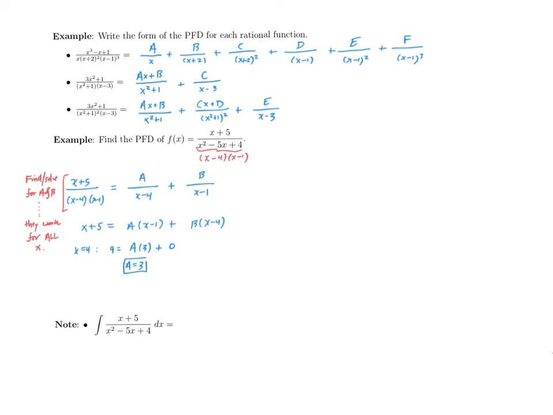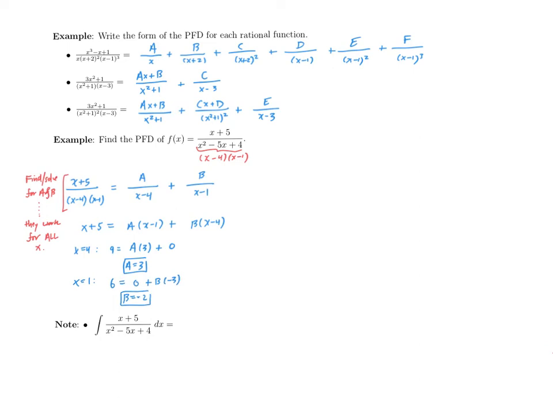Similarly, if we would like to solve for B, we need to think of a value to substitute in for x to make that A term vanish. X equals 1. If we substitute in x equals 1, the left-hand side is 6, and the right-hand side is 0 plus B times minus 3. So B is minus 2.